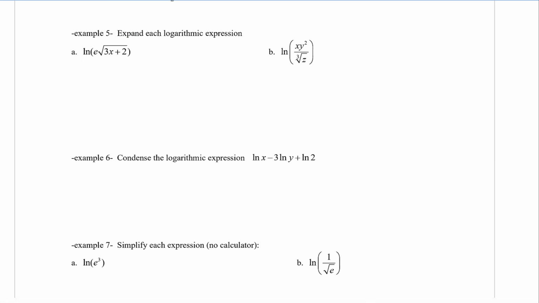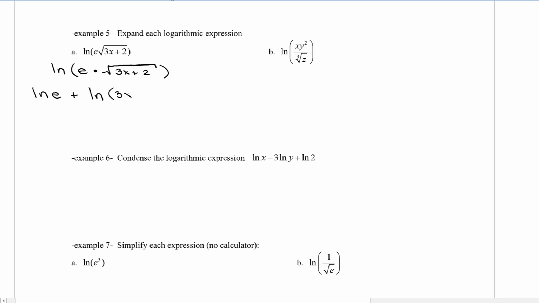5a. The natural log of, open up a set of parentheses, e times the square root of 3x plus 2, and then we close the parentheses. I'm going to go ahead and rewrite this. So I'm going to rewrite the natural log of, open up a set of parentheses, e times, and I'm actually going to represent that times symbol, times the square root of 3x plus 2, and then close the parentheses. Now this represents here that the log of a product is going to be equal to the sum of the logs. So I'm going to rewrite it as the natural log of e plus the natural log of, open up a set of parentheses, 3x plus 2, close the parentheses, and I'm going to raise it to the 1/2 power.